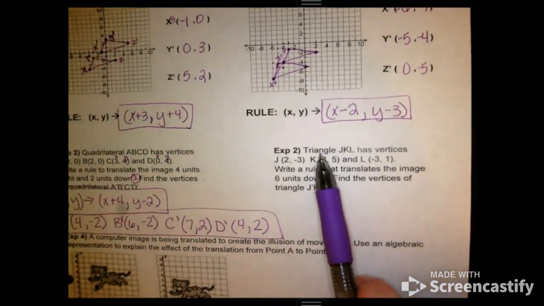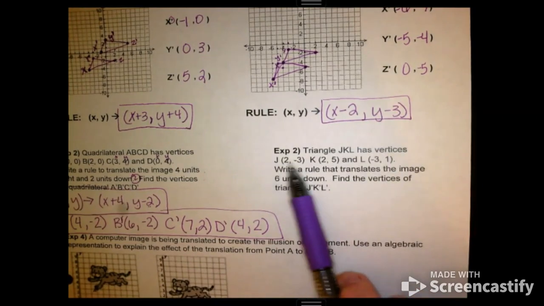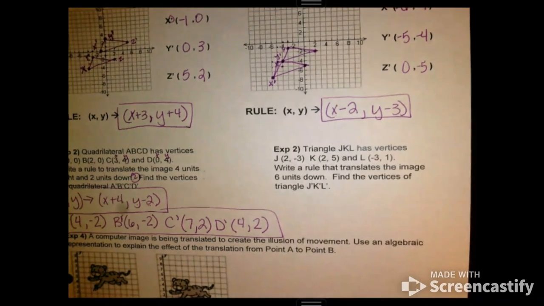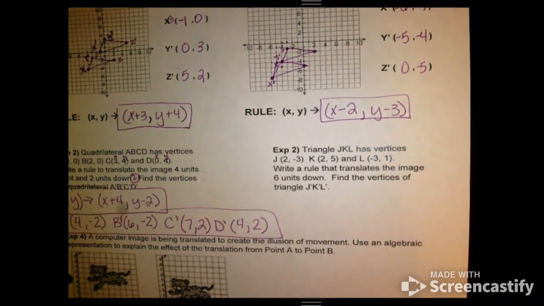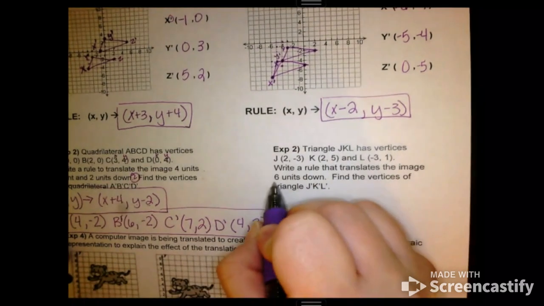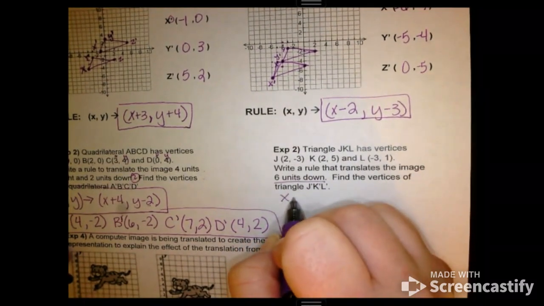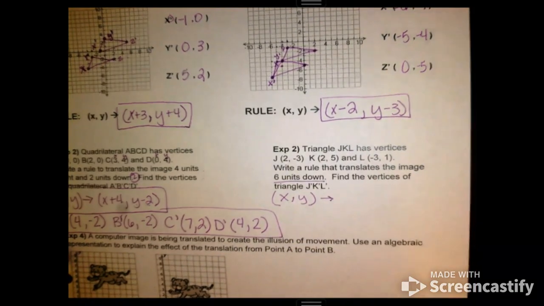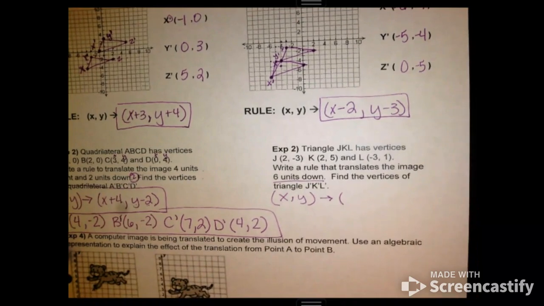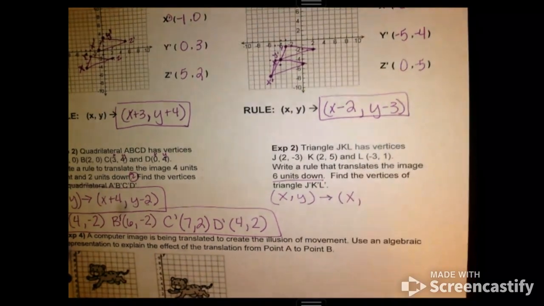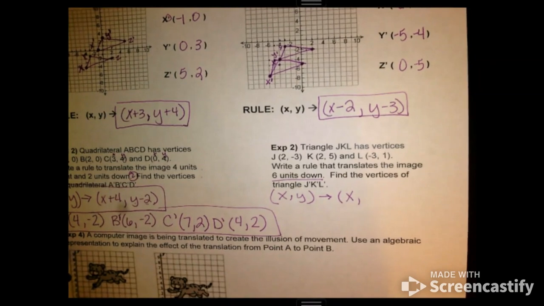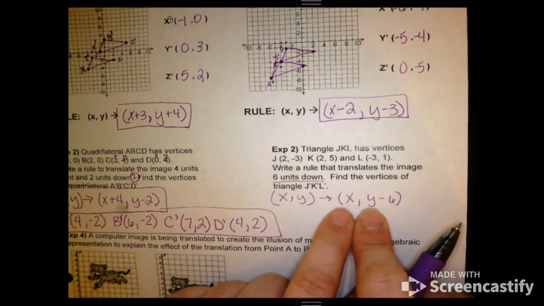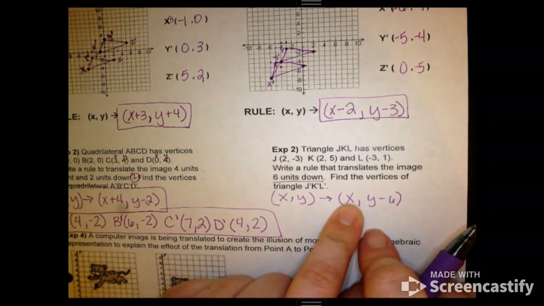Okay. Triangle JKL has vertices, yada, yada, yada. Write a rule that translates the image 6 units down. What do you notice about my rule? There's only y. Okay, so 6 units down. That means my rule, it's kind of what Jace was doing just a minute ago. All right, do I do anything to x? No, so I would just write x. Nothing is happening to my x. But what is happening to my y? Minus 6. So if you ever see the rule and you just see x, that means that x stayed exactly where it was.